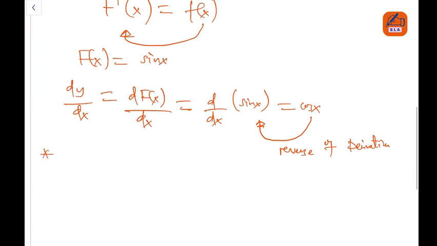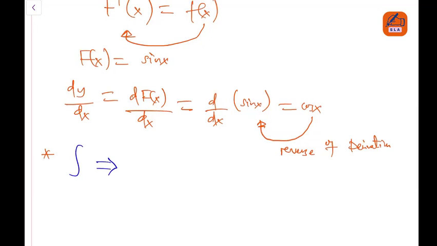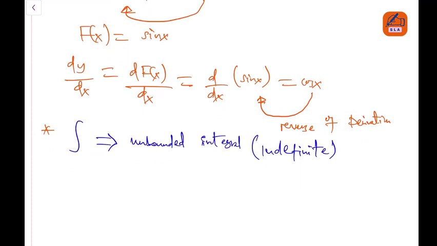Kwa hiyo sasa tutajaribu kuona aina tofauti za hii integration. Kwa mfano integration inaweza ikawa integration ambayo sum to infinity without any limits. Kusipokuwa na limits zozote tunasema unbounded integral, yaani haina limit yoyote. Hii tunaita indefinite integral. Yaani yenyewe haina any boundaries. You add numbers to the infinity without looking for any boundaries.